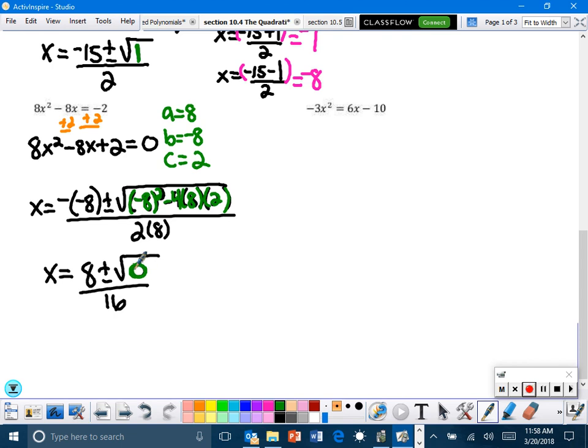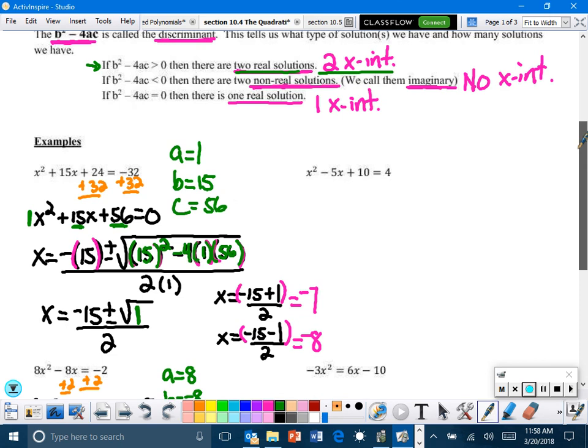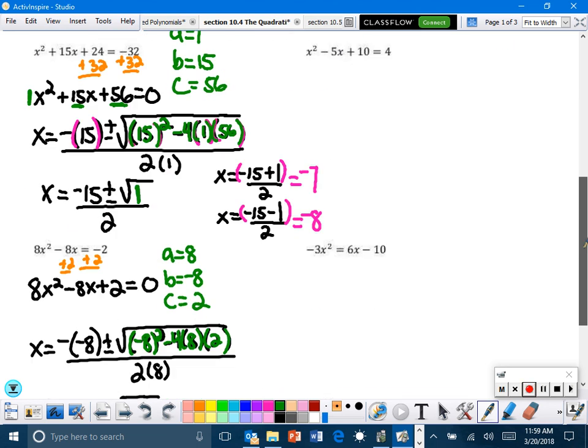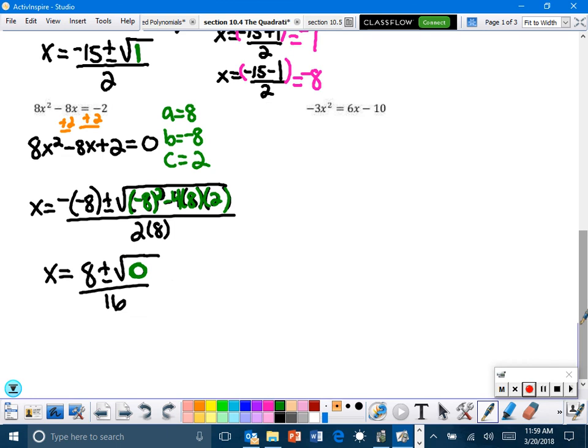So if I go back and look, that tells me right here, whoops, wrong one. Okay, one underneath it. This one down here, it equals 0. That tells me there's one solution. That means one x-intercept. All right, so let's figure out what that is.